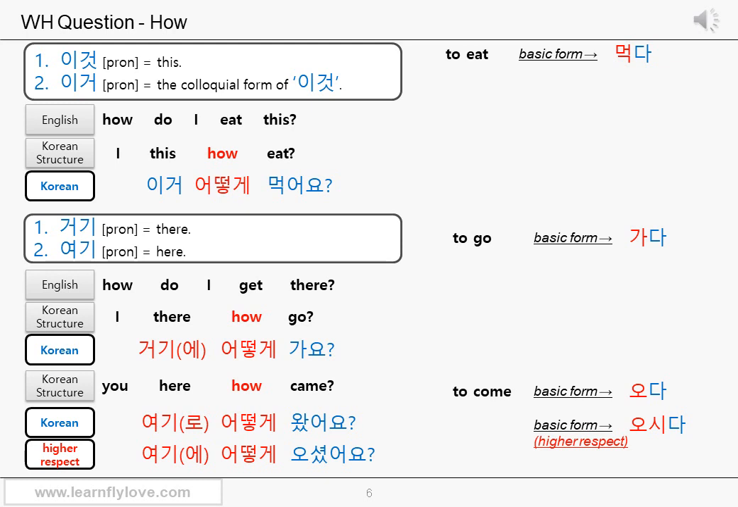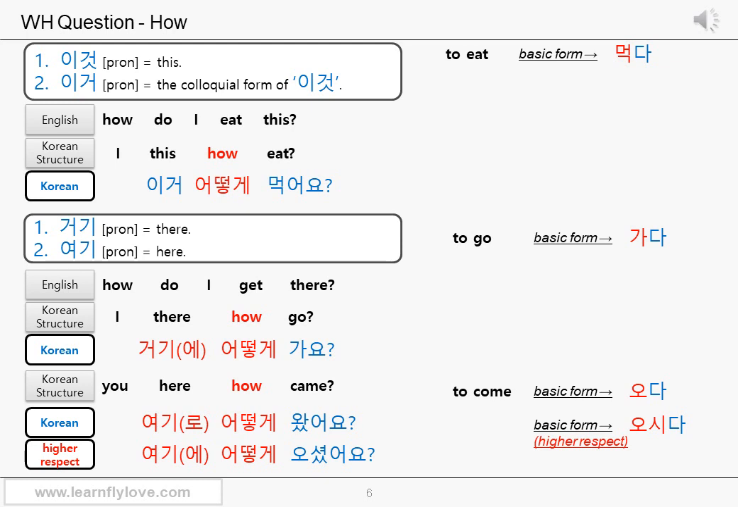이거. How, 어떻게. Eat, 먹어요. 이거 어떻게 먹어요? How do I eat this?